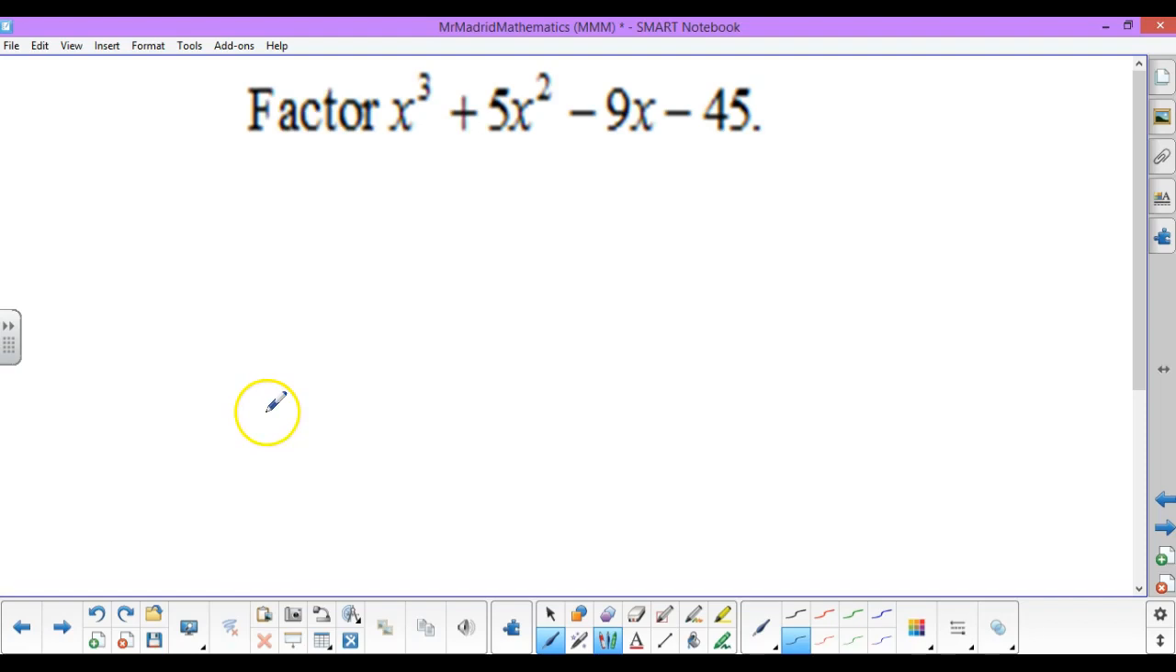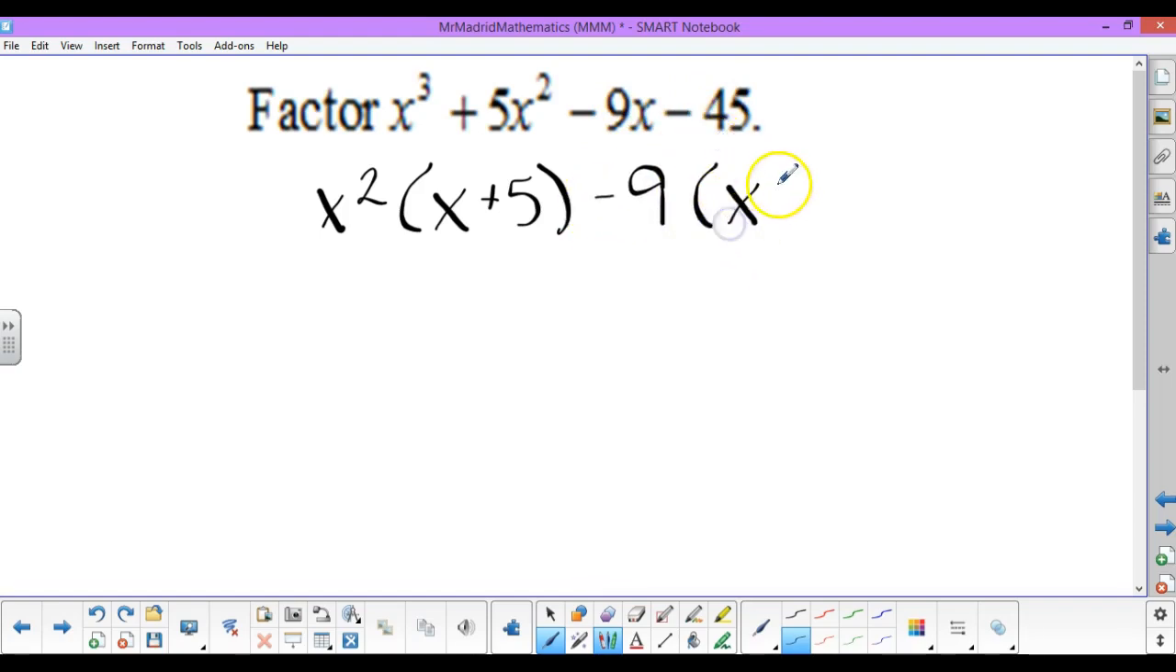Factor this bad boy. I think you guys are pretty strong at factoring. Nonetheless, let's look at this one. You want to notice that there are 4 terms. Look at the first 2 terms and decide what is the greatest common factor. This is x cubed, this is 5x squared, so they at least have an x squared in common. I'm going to factor that out, which leaves an x and a 5. Next, I observe that the negative 9x and the negative 45 both have a negative 9 in common, which leaves me with an x and a plus 5 there.